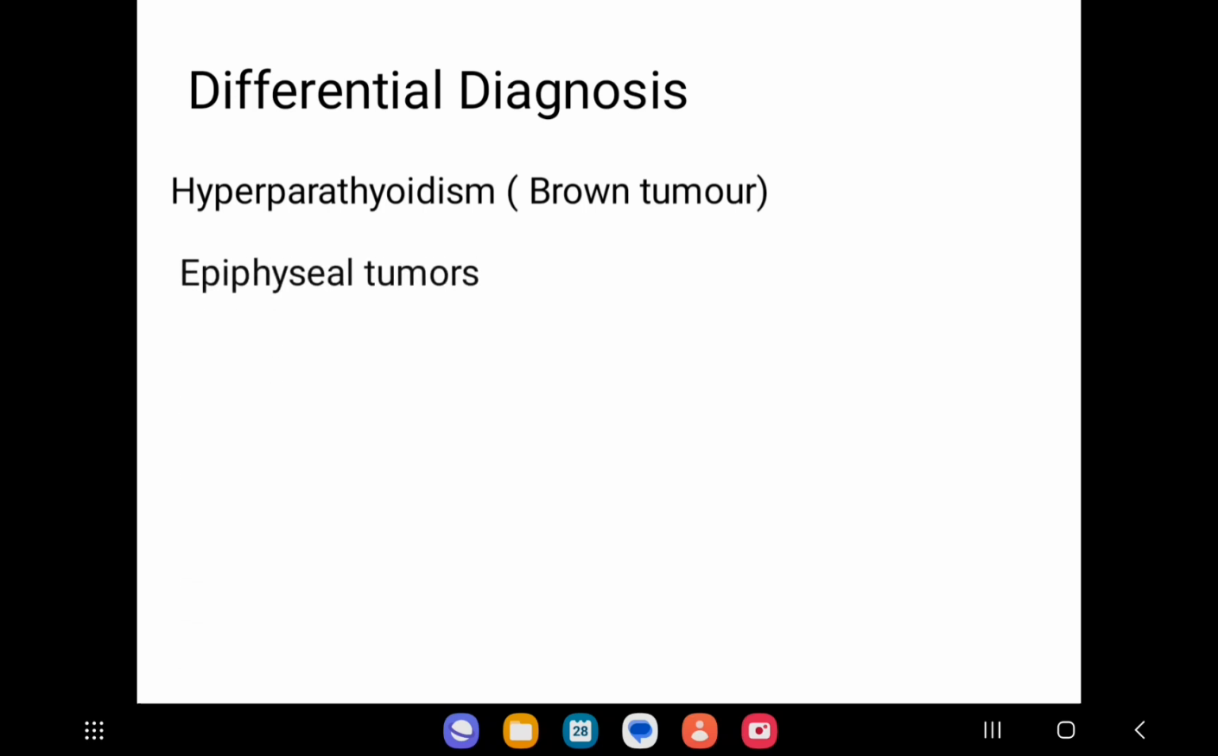Then the second diagnosis is the epiphyseal tumor. What are the epiphyseal tumors? That is the chondroblastoma and the clear cell chondrosarcoma. Chondroblastoma usually occurs in young patients, and clear cell chondrosarcoma occurs in adult patients. Then we have the chordoma. When I was discussing the sites of giant cell tumor, I mentioned sacrum. In the sacrum, giant cell tumor occurs in the ala of the sacrum, but chordoma, which occurs in the central location, has to be differentiated from giant cell tumor.